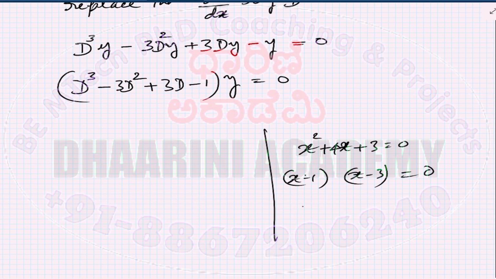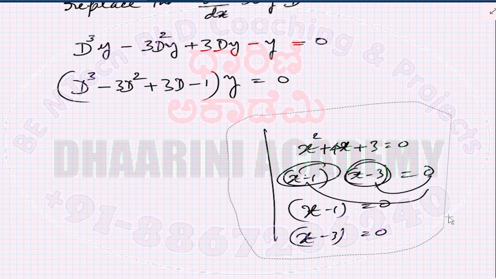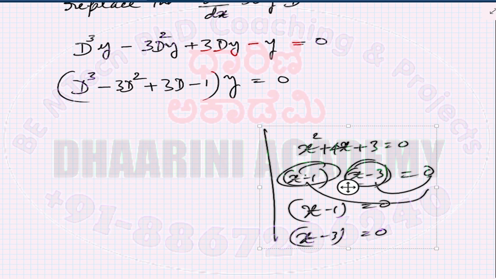you are writing? You are writing x minus 1 equal to 0 or x minus 3 is equal to 0. You do like this because when a product is equal to 0, a into b is equal to 0 means either a equal to 0 or b equal to 0. Correct? So this is the simplest solution which we use in mathematics, in most of the cases.